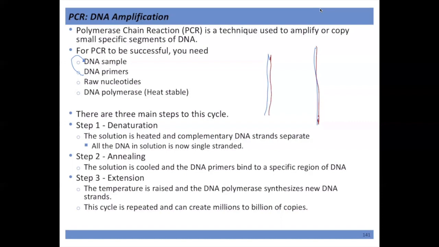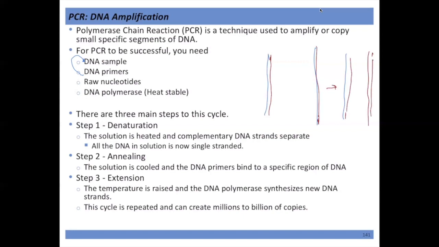And then what you do is repeat. So lather, rinse, repeat. Now you go back to step 1 and you heat it up. And when you heat it up, that's going to separate those two strands. And then you go and anneal. In annealing, you will get those primers to find their spot. And then you run the polymerase again.